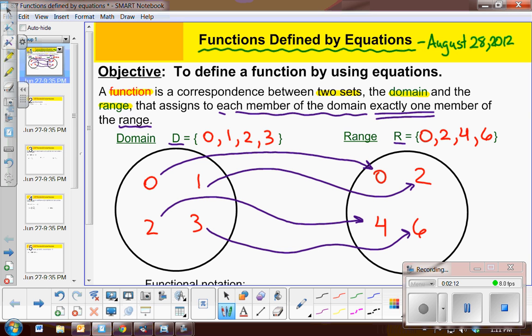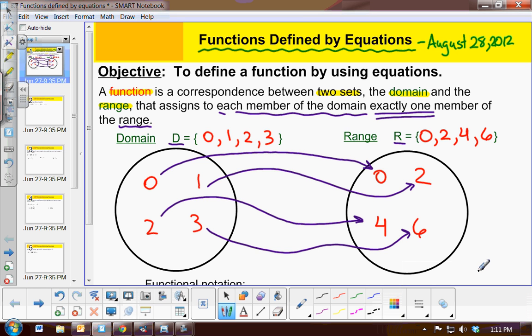Now I could also list this in a different manner. I could list it as a table. So if we have the x and y, we would list 0, 0 as the first ordered pair, 1, 2, 2, 4, and 3, 6. We could also graph those ordered pairs and have a graph of this function.